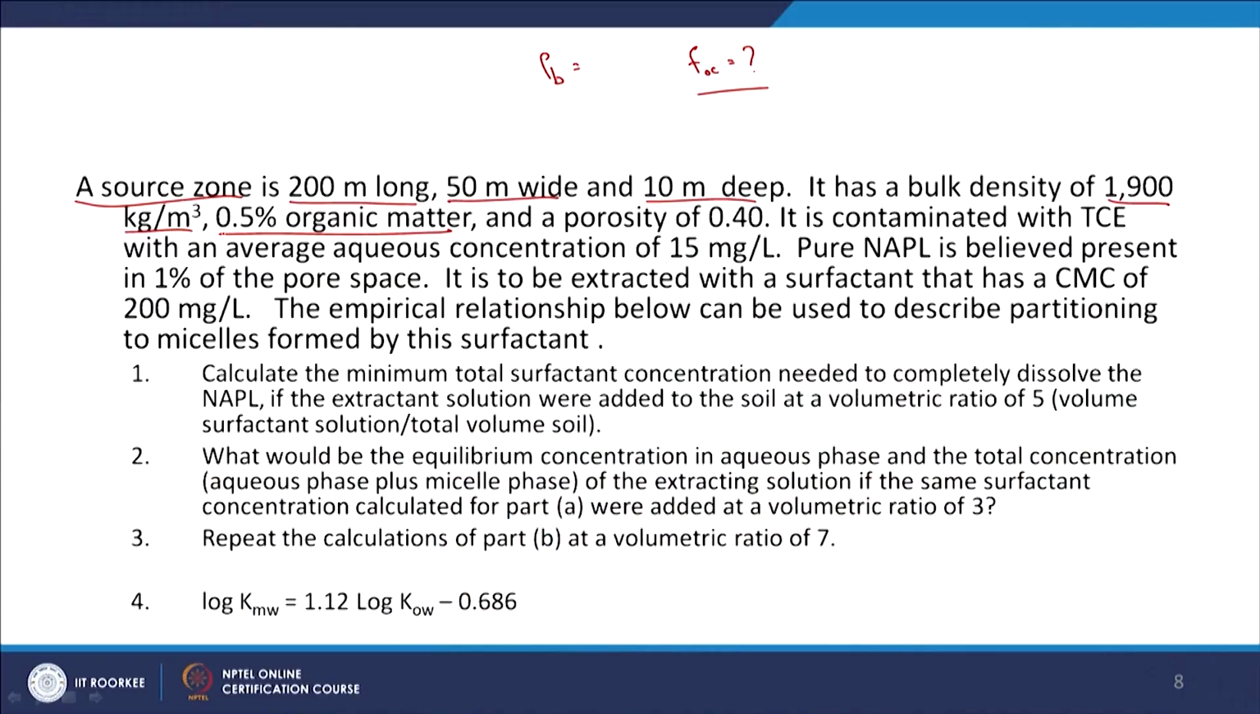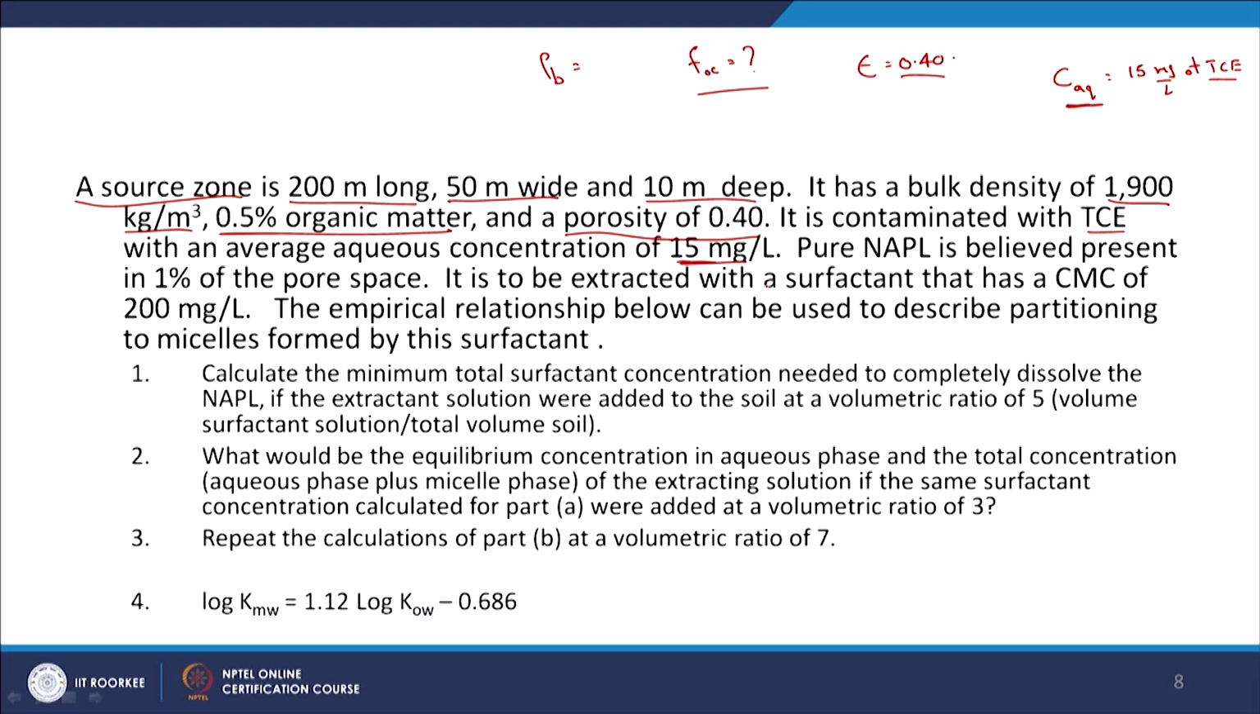So, FOC is relevant here, and porosity of 0.4, which we obviously assume is occupied by water. So, it is contaminated with, is it trichloro or maybe tetrachloro, I will take it as tetrachloroethylene, TCE here, with an average aqueous concentration of 15 milligram per liter. So, the average aqueous concentration is 15 milligram per liter of this chlorinated solvent, which is a toxic compound, TCE, this is in the water now, right.